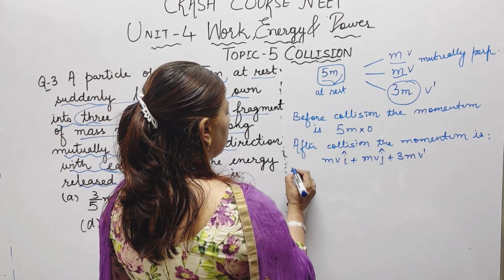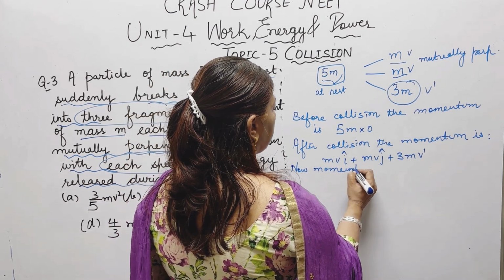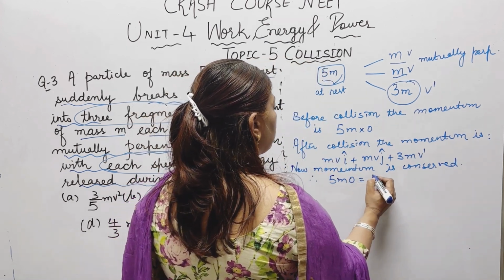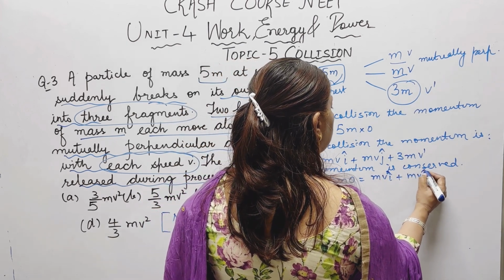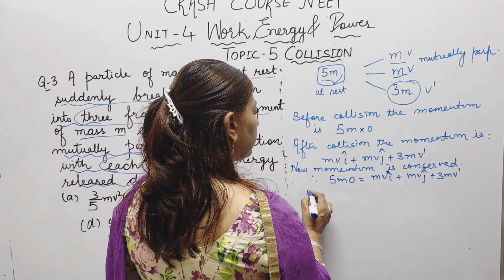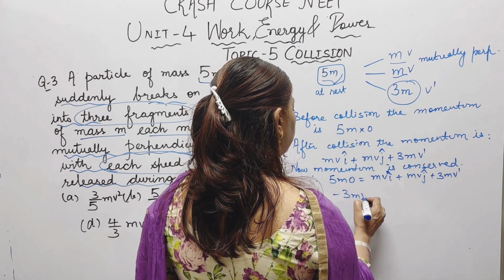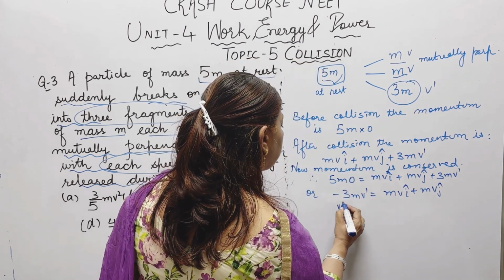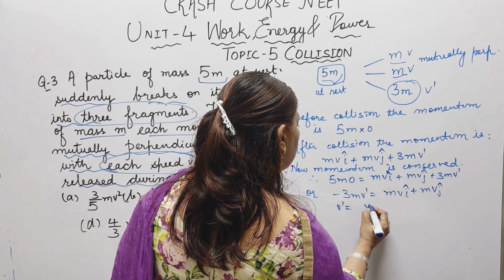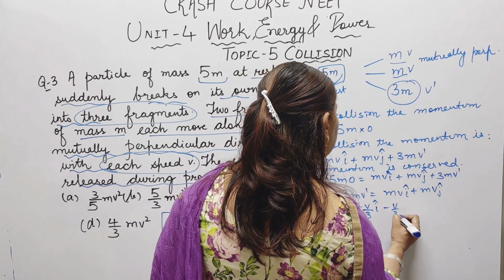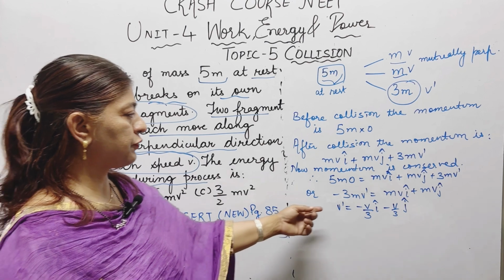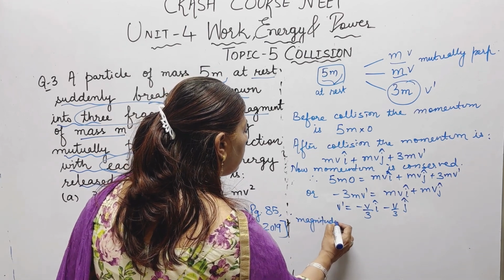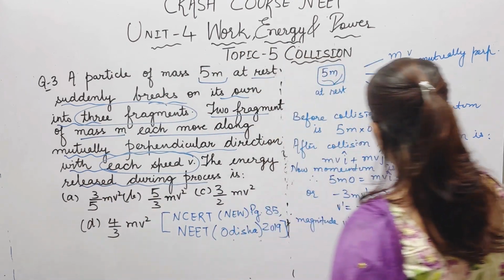Now momentum is conserved, therefore 5m into 0 is equal to mv i cap plus mv j cap plus 3mv dash, or minus 3mv dash is equal to mv i cap plus mv j cap. Mass cancels and v dash is minus v by 3 i cap minus v by 3 j cap. I've shifted the minus sign to that side and m has got cancelled out. Now the magnitude of v dash, the velocity for the third mass, can be found out.